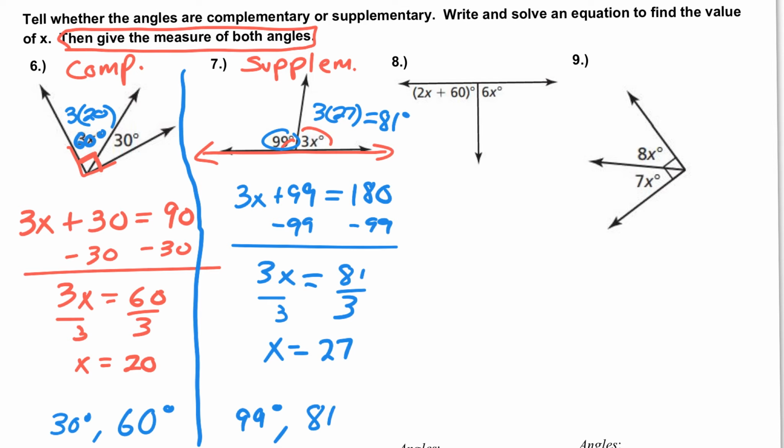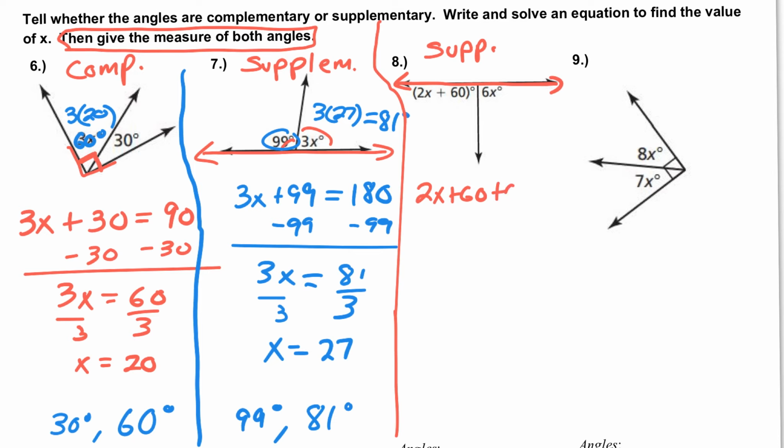Okay, so our angle measures there are 99 and 81. All right, taking a look at number 8. Those two angles create a straight line here, so that means they are supplementary. And supplementary means when we add them up, so if we take 2x plus 60 and add 6x, they're going to equal 180 degrees.